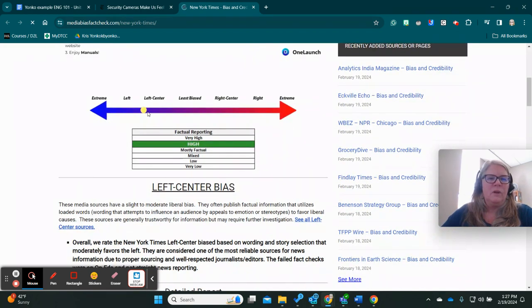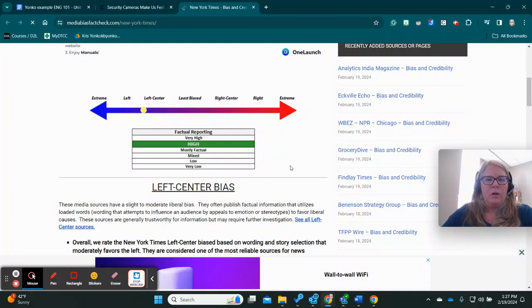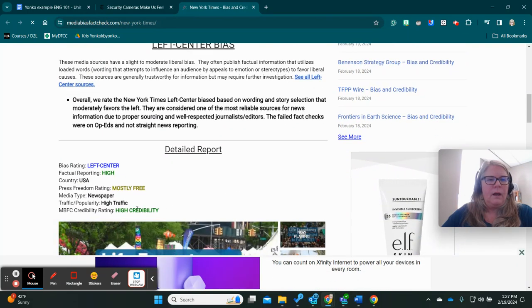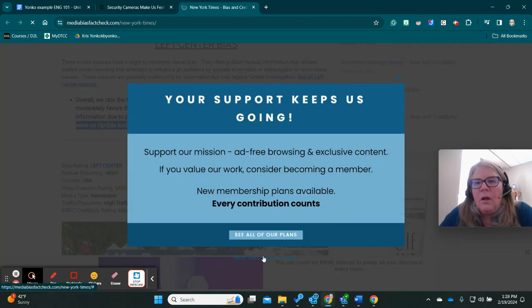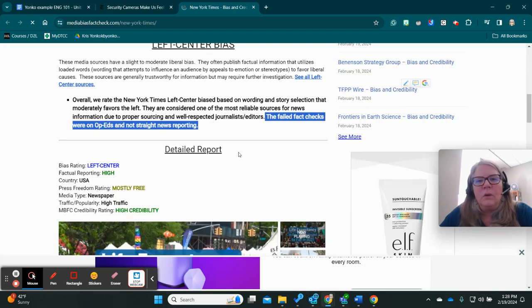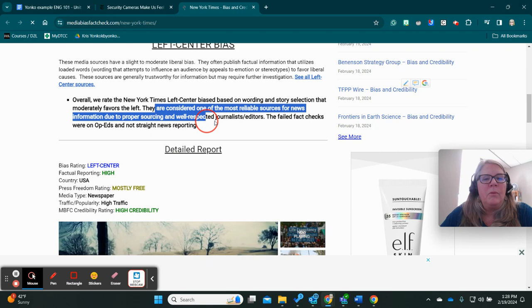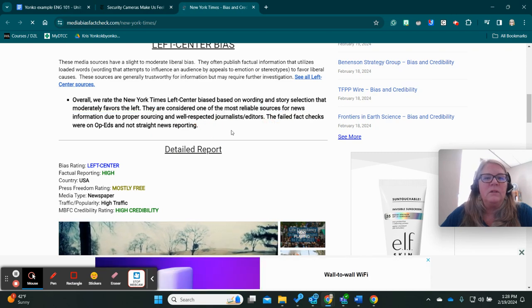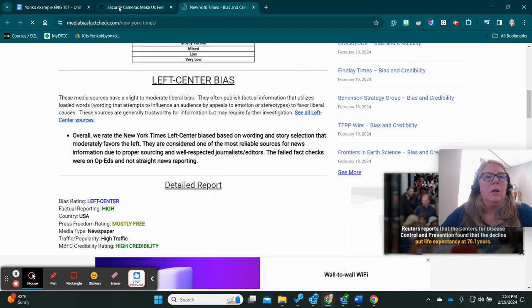So here's New York Times way over here. It's not here, but it's left center, but still high factual reporting. And then high credibility, right? And it does say that the failed fact checks were on op-eds, opinion pieces, and not straight news reporting. Yep, I know. There you go. Okay. They are considered one of the most reliable sources for news information due to proper sourcing and well-respected journals and editors. So that would be something that we could put here.